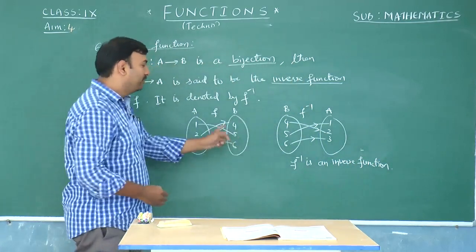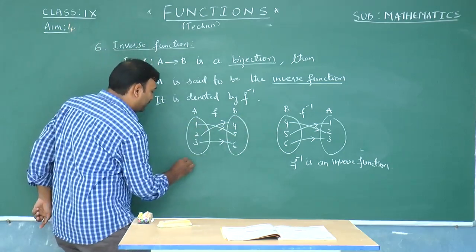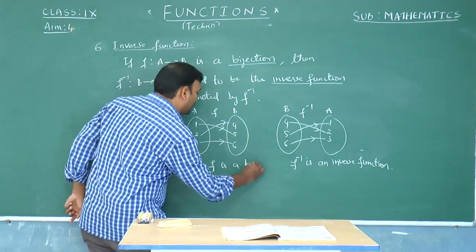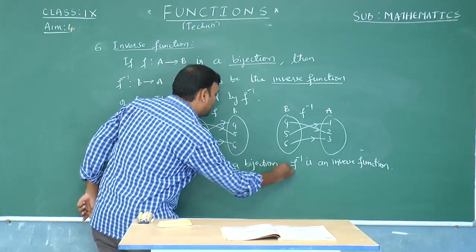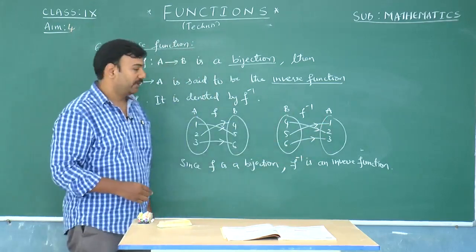So the inverse of this function became the inverse function because f is a bijection. So finally we can understand that since f is a bijection, f inverse became an inverse function.